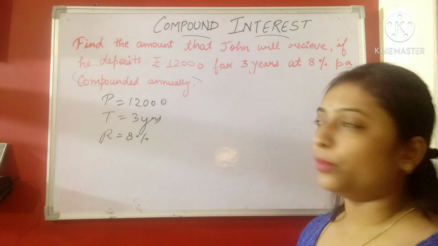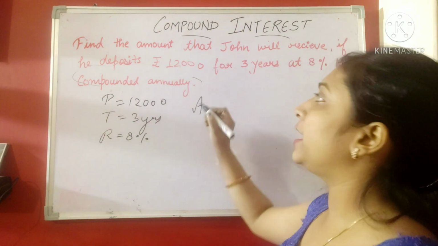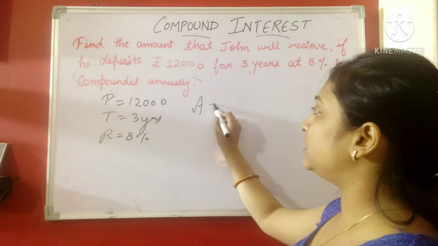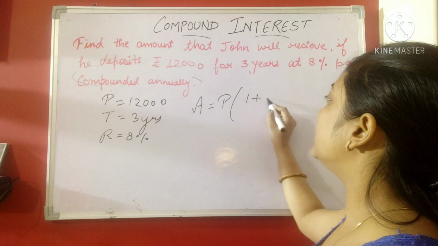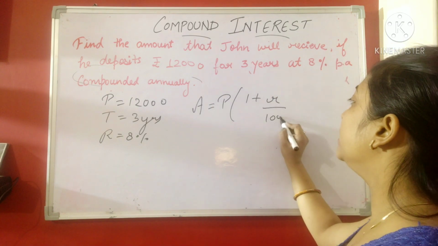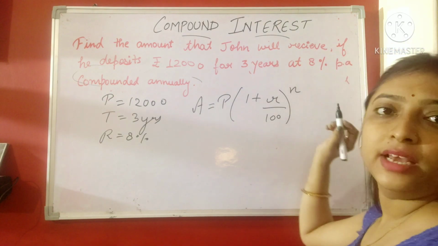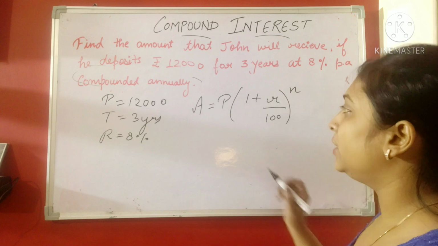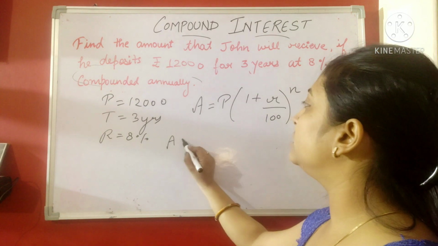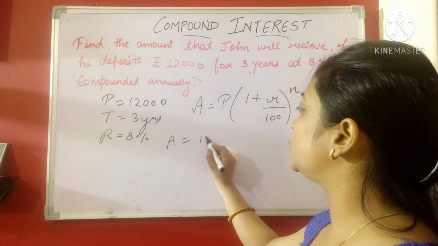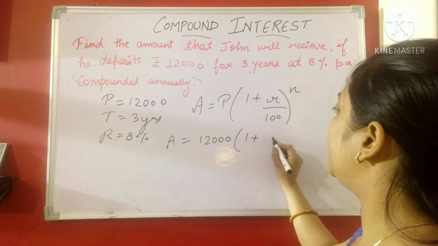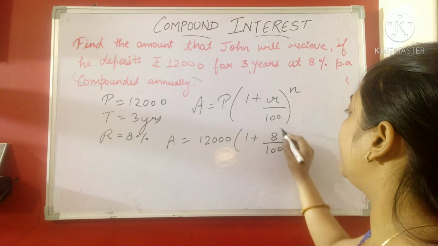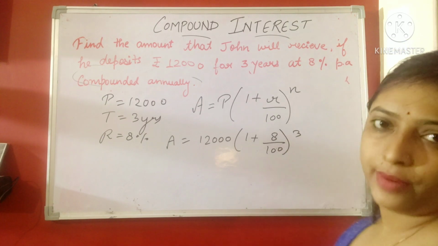We have one formula to directly find out the amount, which is amount is equal to P into (1 plus R by 100) raised to the power n. This n is time. Right. Now we have to substitute this value. Principal is 12,000. 1 plus rate will be 8 by 100. Power will be 3. Right.